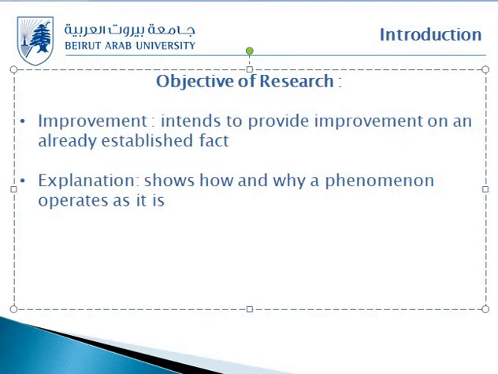On the other hand, if the objective of your research is improvement, this means that this research approach includes experimental design and evaluation research. So it aims at providing improvement on an already established research or fact. With respect to the explanation, this type of research is done when you want to show how and why a phenomenon operates as it does. If you are interested in causality or the causes behind a certain phenomena, then you are interested in the explanation. Then this is your objective behind the research that you're doing.